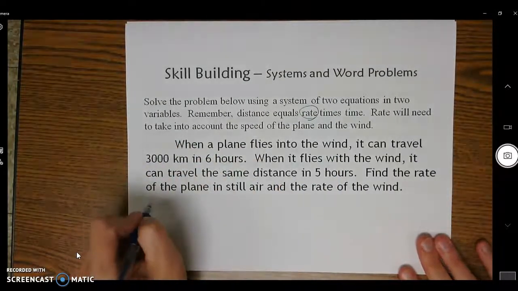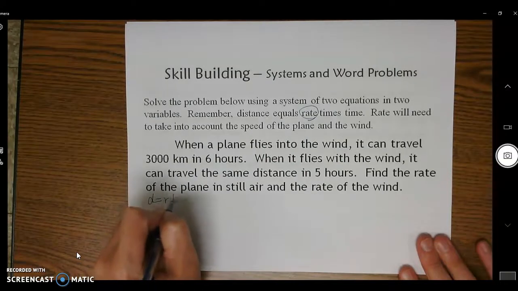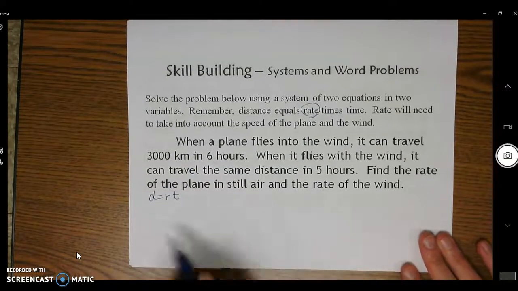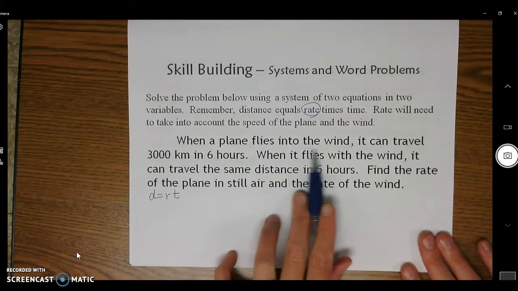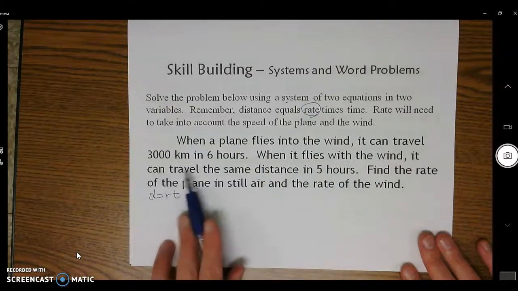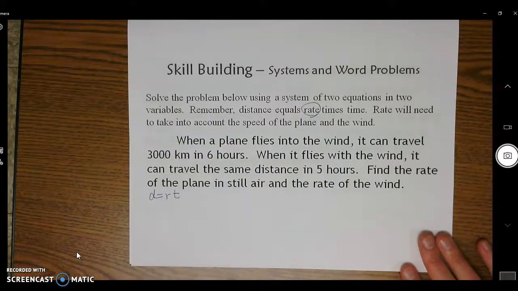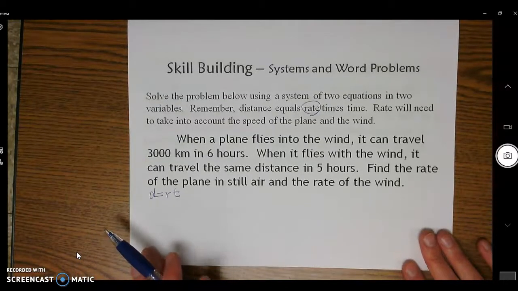Okay, so distance equals rate times time. Just going to write that down. When a plane flies into the wind, it can travel 3,000 kilometers in 6 hours. When it flies with the wind, so the wind is pushing it, it can travel the same distance in 5 hours. So we're supposed to find the rate of the plane in still air and the rate of the wind.